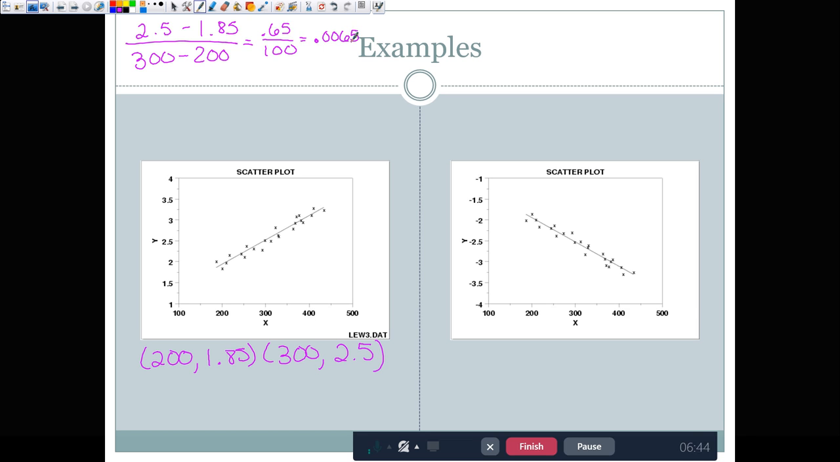So now I'm going to take one of my points and my slope and find my new b. So y, 1.85, equals m, 0.0065 x 200 plus b. So 0.0065 times 200 is 1.3. Subtract 1.3 from both sides. And my b equals 0.55.